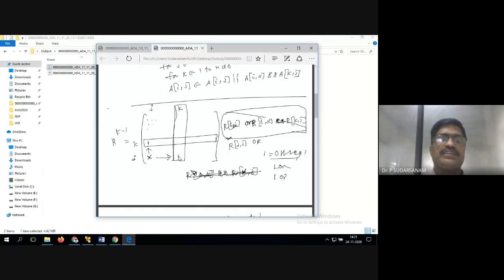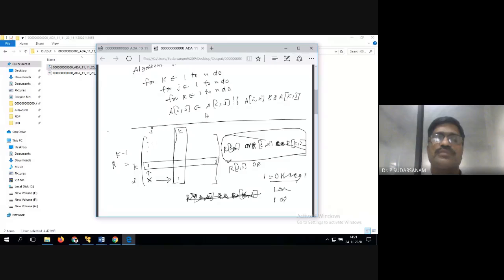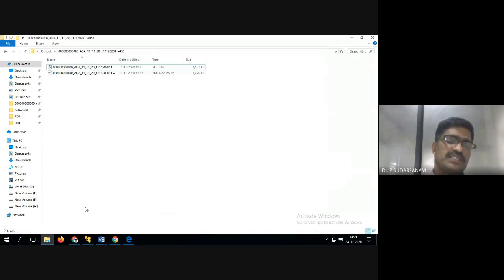If this is one, then do the process. Otherwise it is not required, because these values will be changing. That is the reason I have entered this one. Otherwise, if you want the same way, I'll change it, no problem. If A of i comma k is equal to A of i comma j or A of i comma k and A of k comma j. Shall I change the same thing?